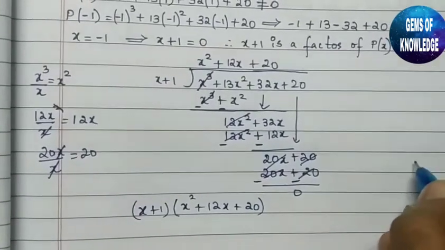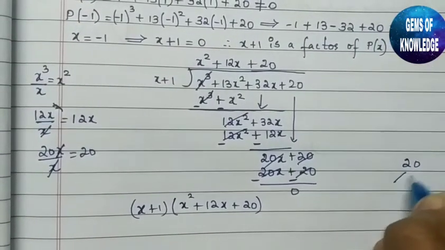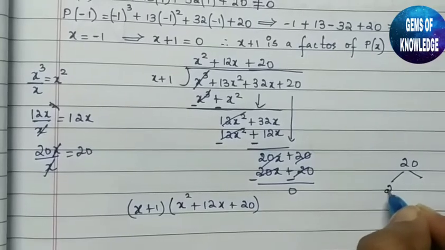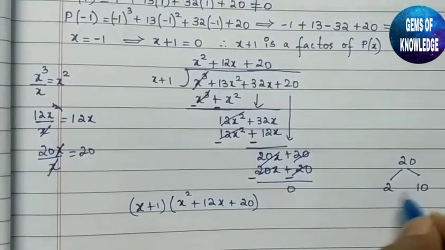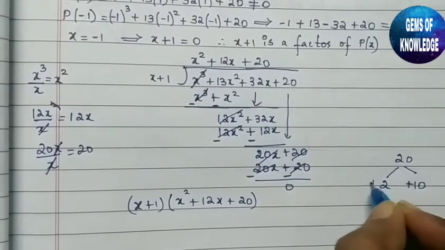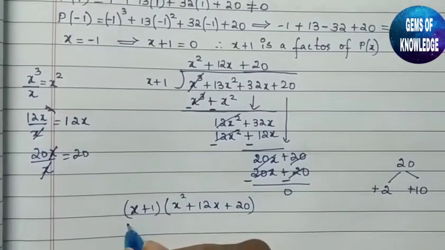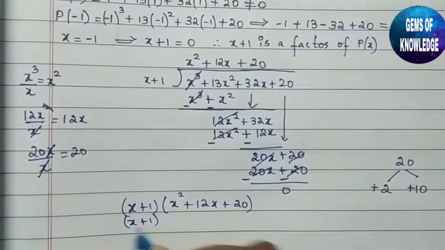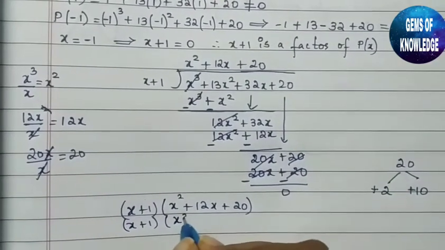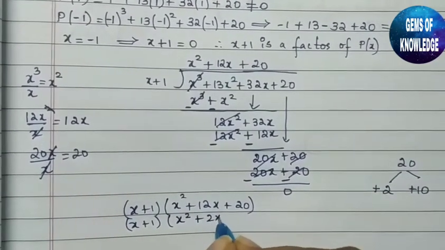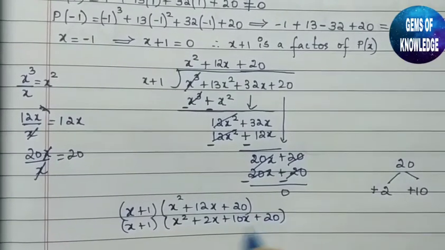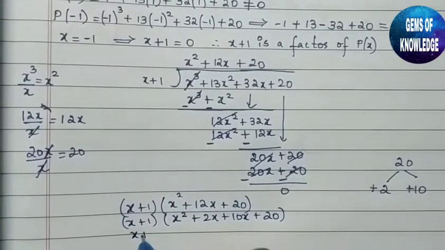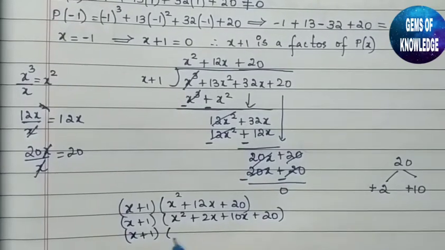20 can be written as 2 tens are 20. So that is what we will get 12 here. When you add these two terms, you are getting 12 over here. So directly we will write x square plus 2x plus 10x plus 20. So x plus 1 will be as it is.